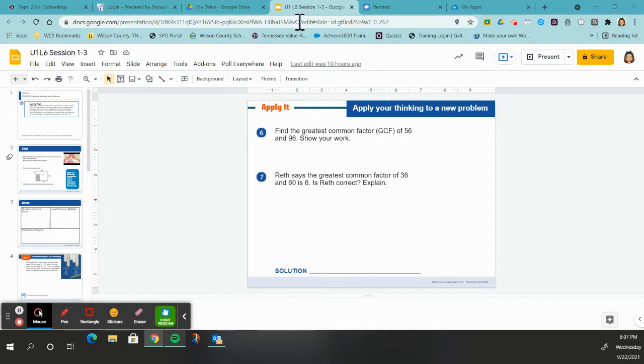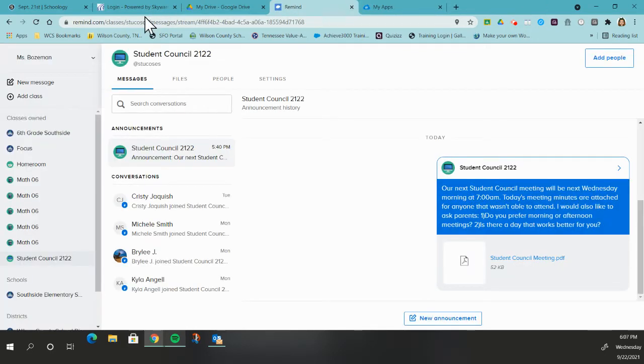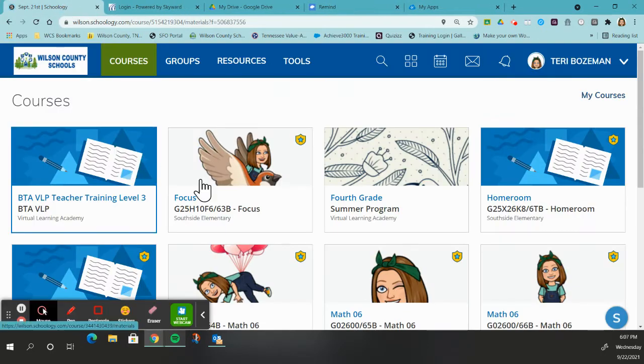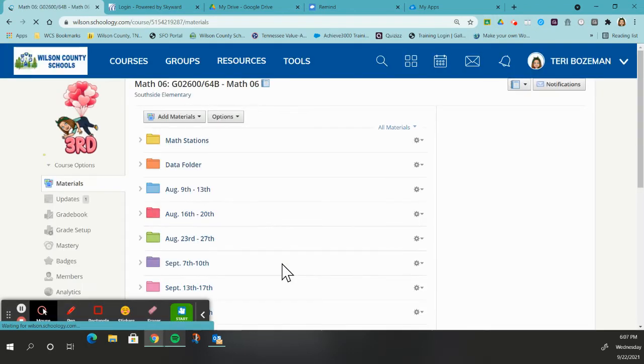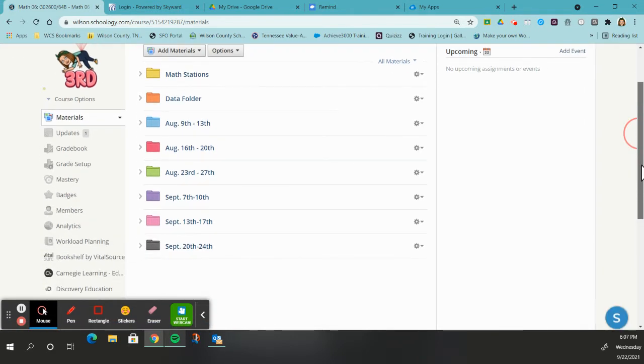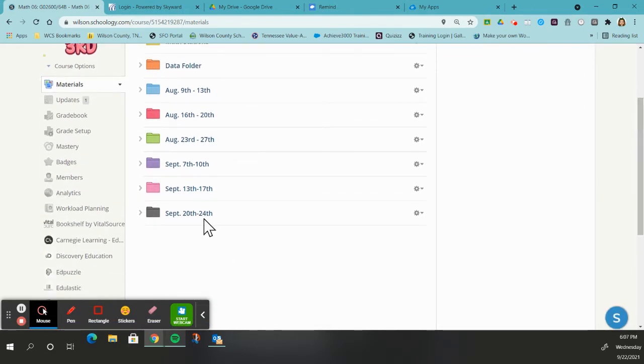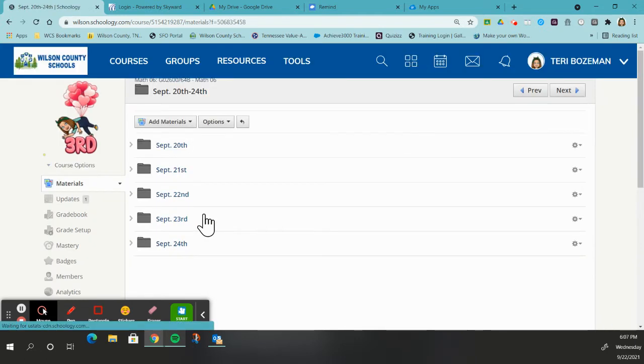If you make your way to Schoology and you go to your math course, you will find all of our folders. Remember, for math, our folders are listed weekly so that you can find that specific day's work. So you will go to September 20th through the 24th. That's the current week that we are on. And today's lesson is the 22nd.